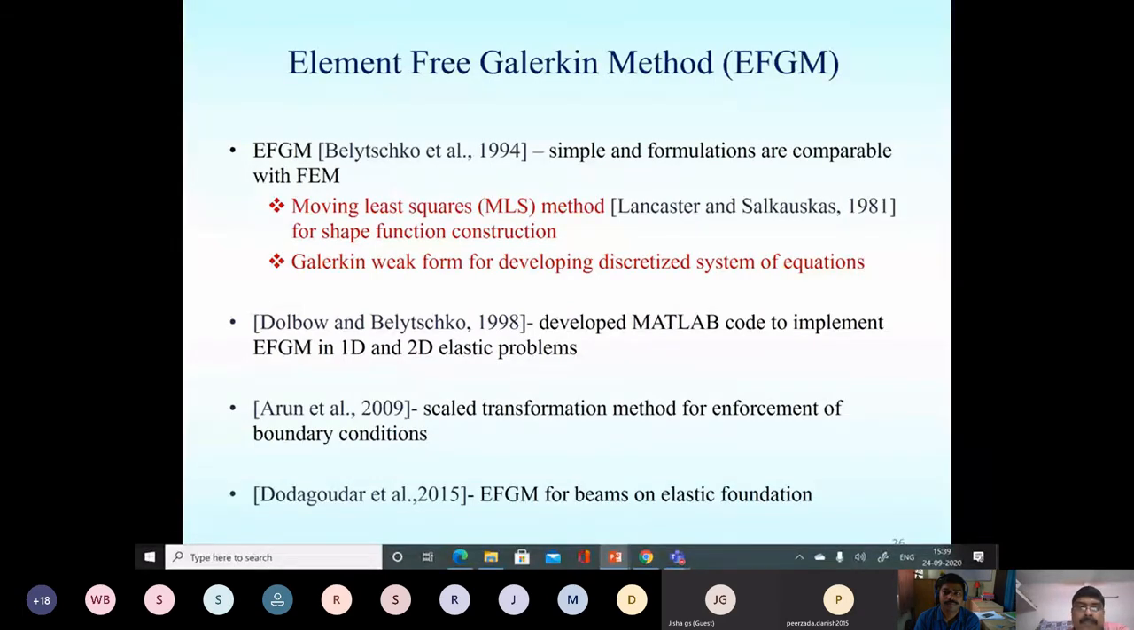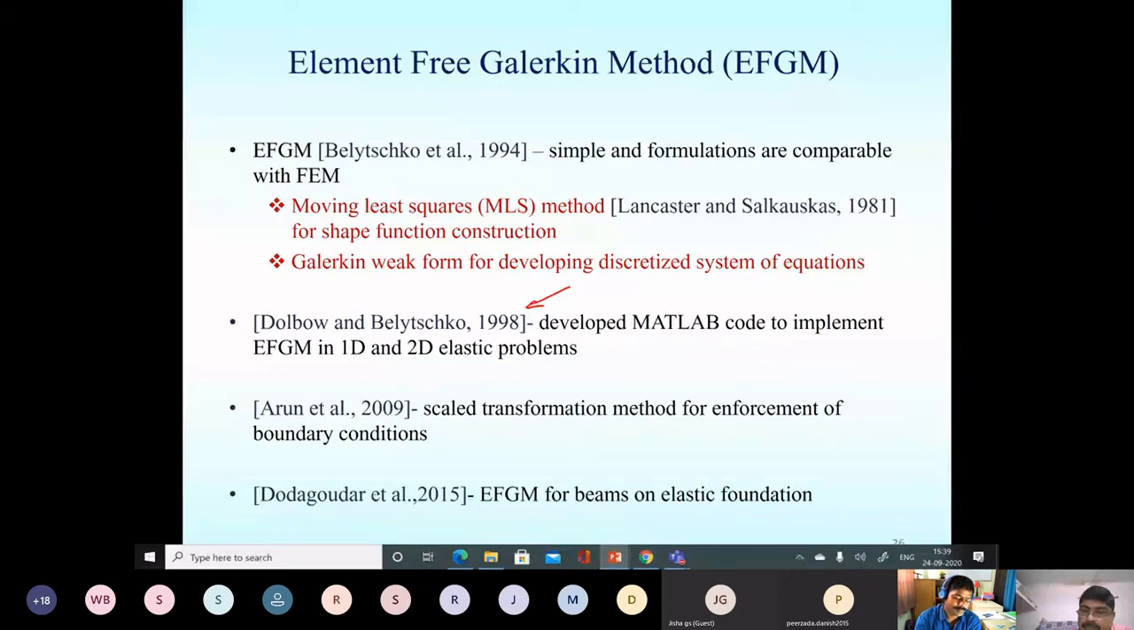Okay, so this is the paper I was talking about. If you look at this paper, you will get MATLAB code for implementing 1D and 2D elastic problems. And the main issue with this is essential boundary conditions. So we will discuss these papers in the coming slides.